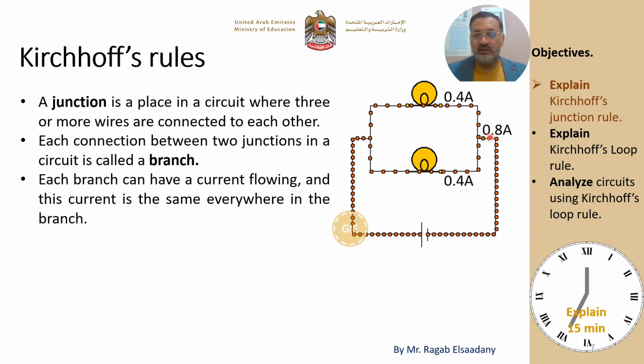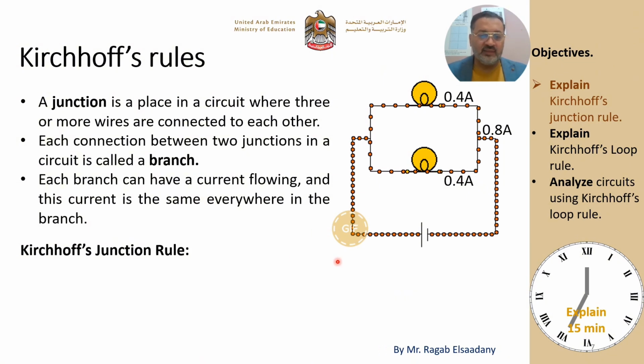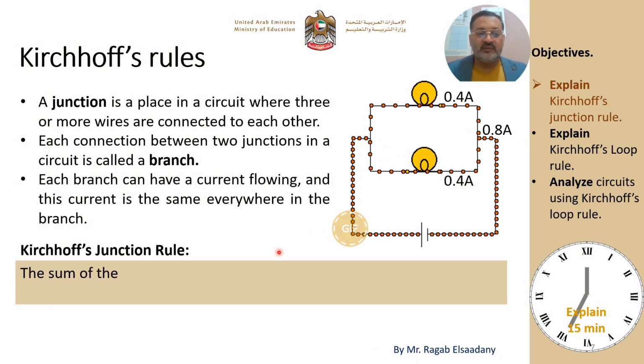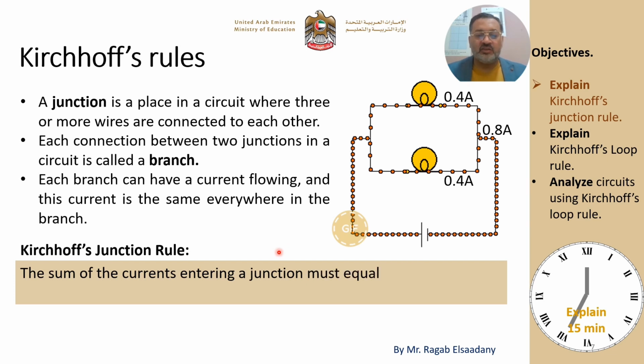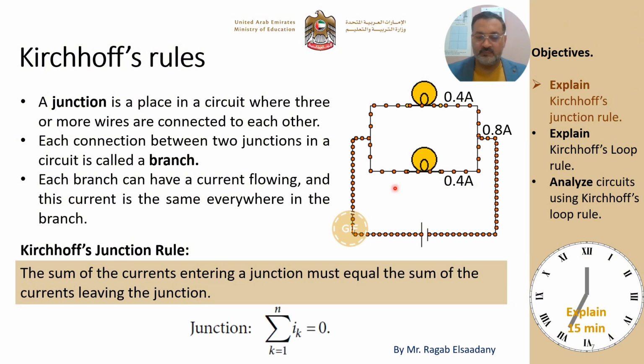As you see, 0.8 ampere equals 0.4 plus 0.4. That means the entire current equals the out current. Kirchhoff's junction rule states that the sum of the currents entering a junction must equal the sum of the currents leaving the junction. And the mathematical equation for the junction rule is sigma I equals 0.